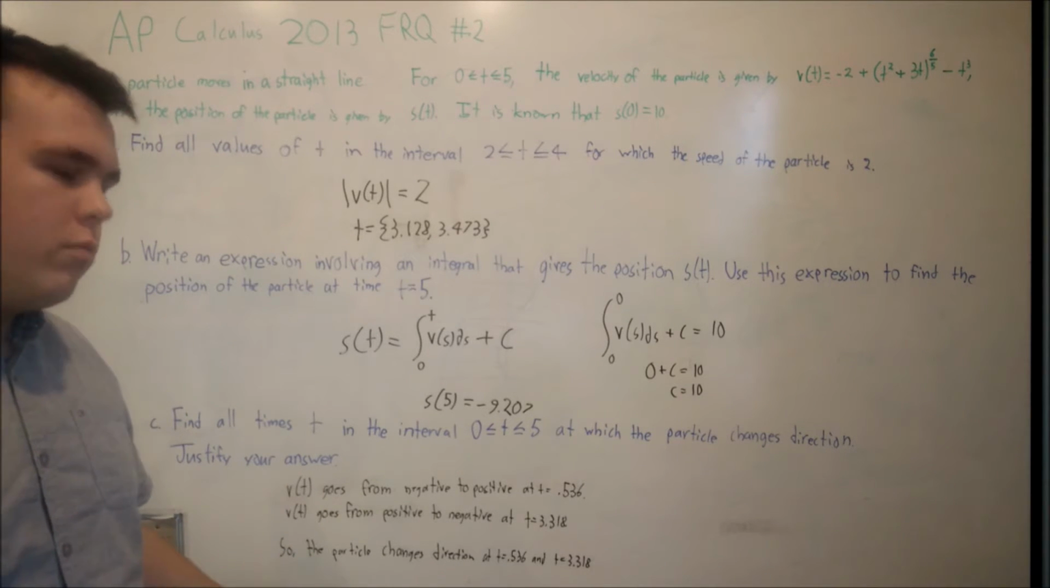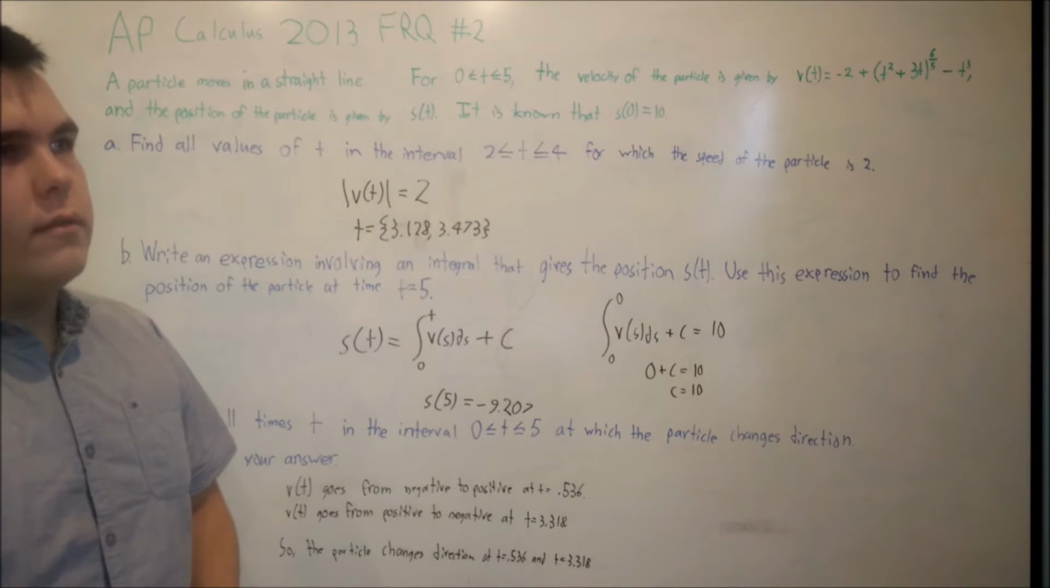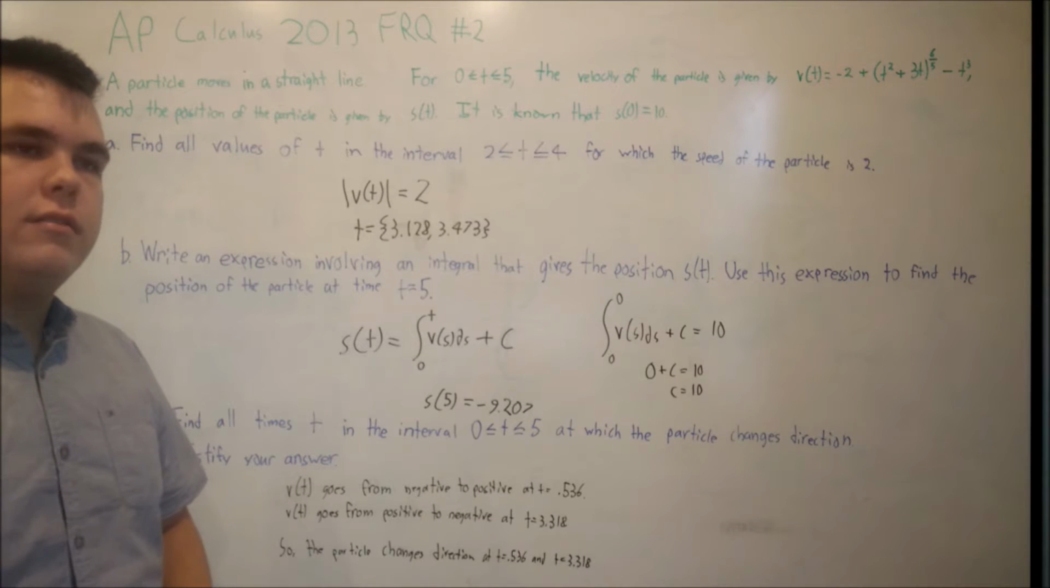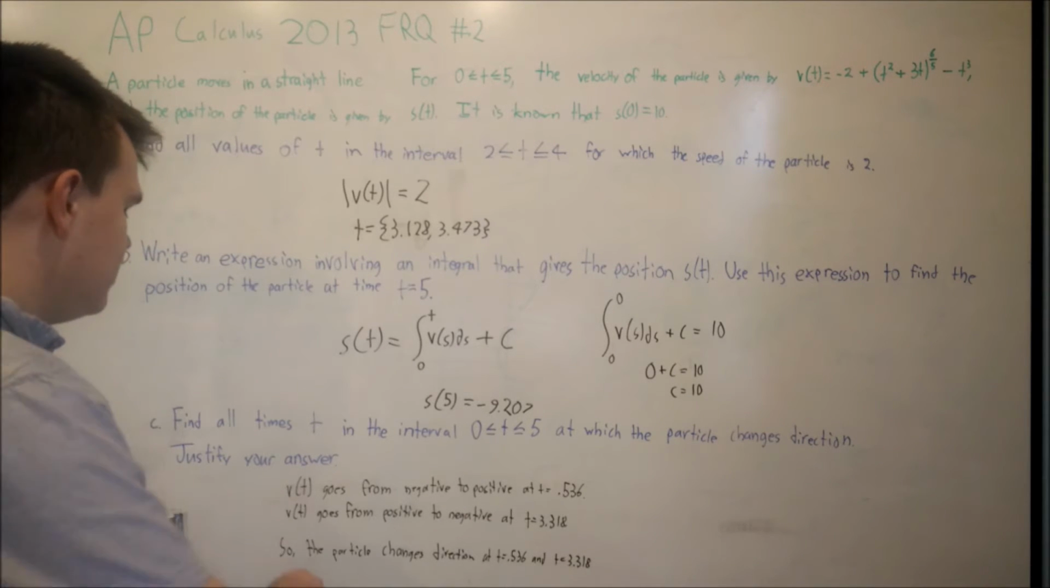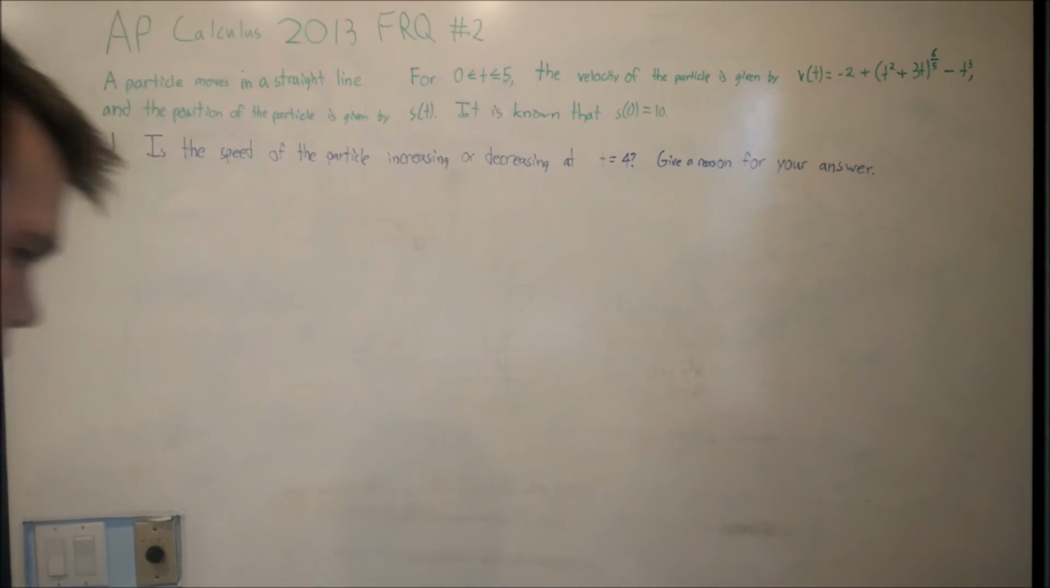Now, you might think you could write v of t switches sign at these 2 points, but that was kind of a gray area. On the AP test answers, it suggests that you write 2 separate ones. So, to be on the safe side, you should probably do that on the test.